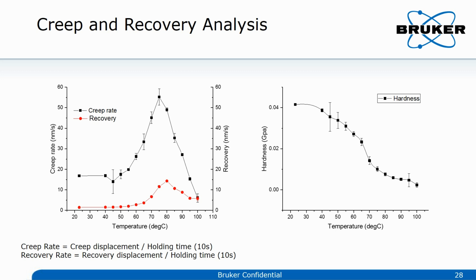Both plots show signatures of the glass transition. The creep and recovery reaches its largest value at the glass transition temperature. The hardness drops by more than a magnitude from room temperature to 100 degrees C. An accurate control of temperature is necessary because the changes happen within 5 degrees.